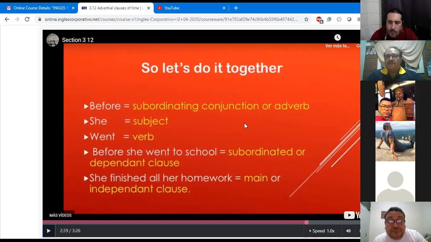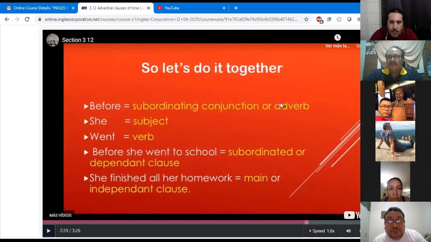Okay, probably you will use it when you study. But you say before, subordinated conjunction or other. Sometimes they have two names, or two nouns for the same part of speech. So before is a conjunction or adverb.